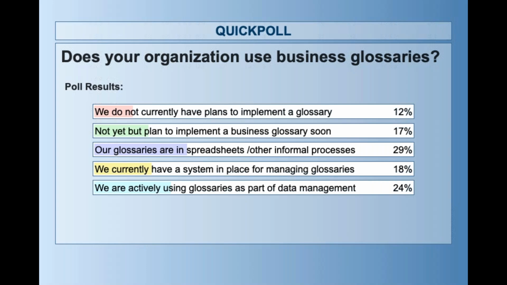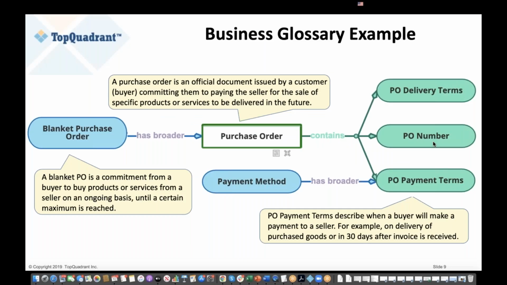Okay. Yeah, that's not surprising. I think the largest category of people have glossaries, and they're using spreadsheets and informal processes to work with glossaries. I think that reflects what we often hear as well. But it's interesting that the second category was that many people are actually using glossaries actively in their data management processes, and that's good, because that's ultimately the intention and the promise of business glossaries.